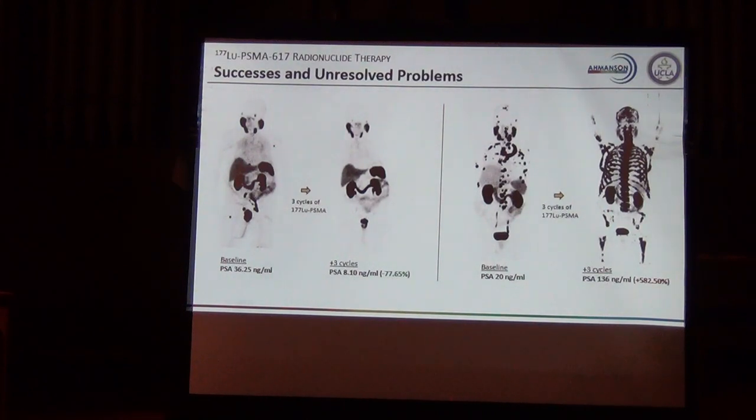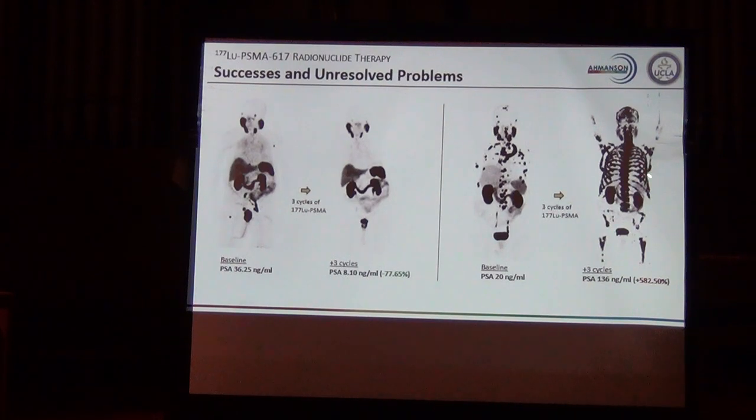Here I show you some examples. This is the case you want to see. You see some disease here, here. All this is lymph nodes you can see there, there. All gone. That's good. You see the PSA went from 36 to 8 after 3 cycles. That's the case you want to see.